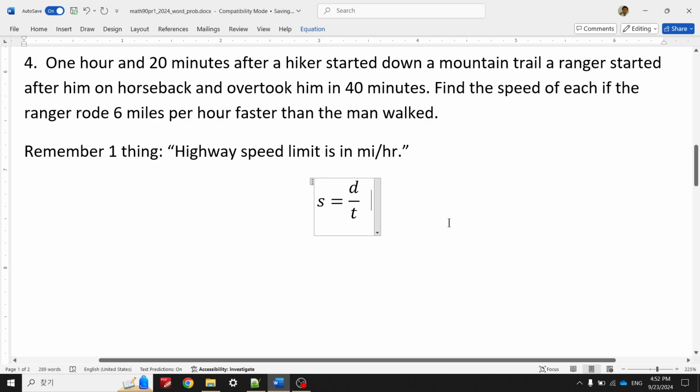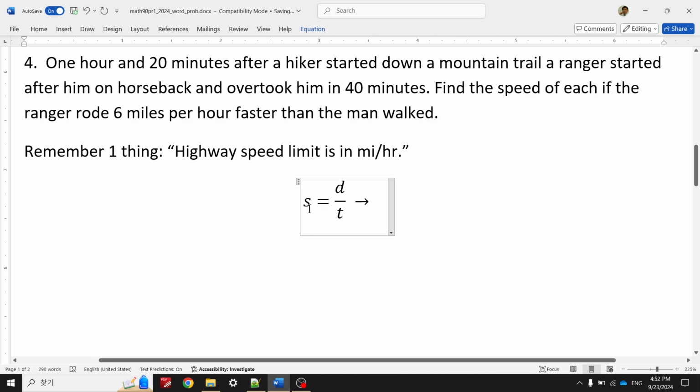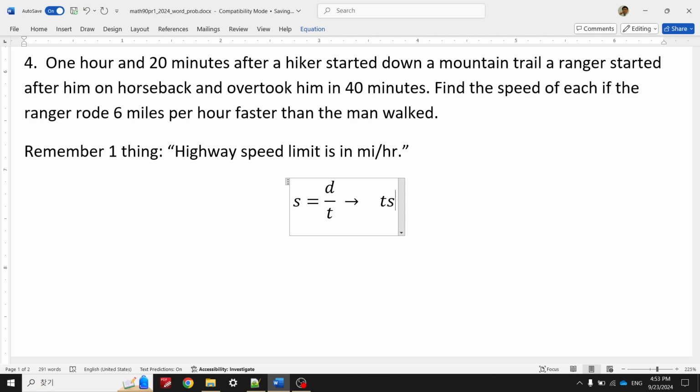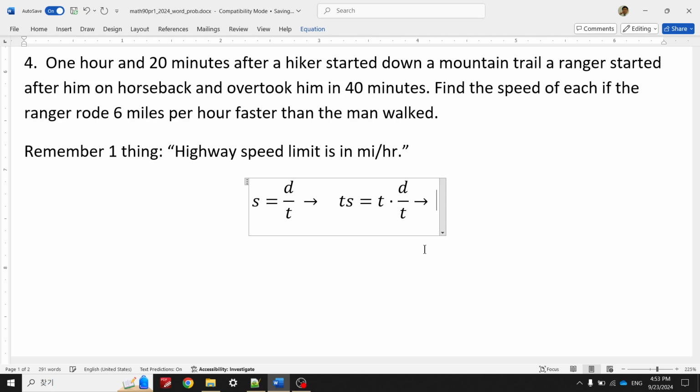So now, but then you have to solve this for D. How do you solve this for D? You take speed and multiply by time. Right, you multiply time both sides, right? So you do T, you multiply T both sides. And what happens over here is that T and T cancels. So you end up with TS equals to D. Okay?